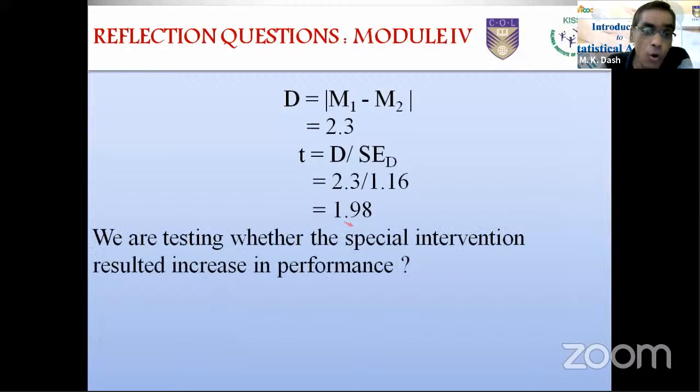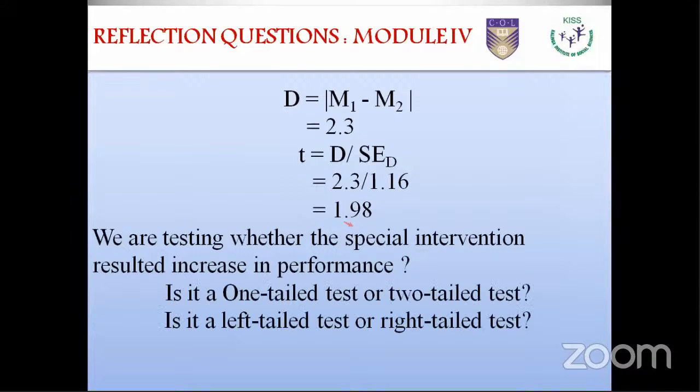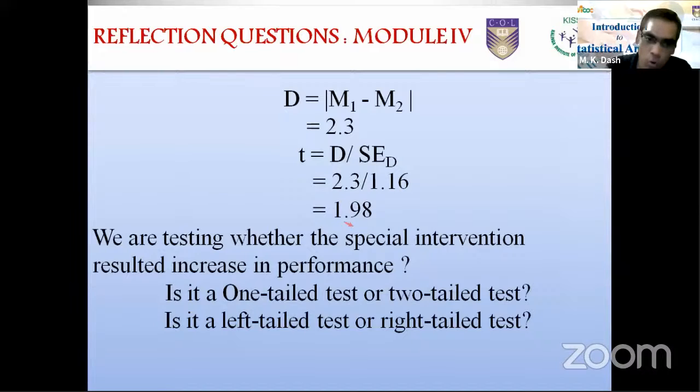1.98. So we are testing whether the special intervention resulted in an increase in performance, whether our intervention has any impact in increasing the performance of the students or not. This is our question. Is it a one-tail test or a two-tail test? Already you have discussed it is a one-tail test. Is it a left-tail or right-tail test? Already you have told it is a right-tail test.